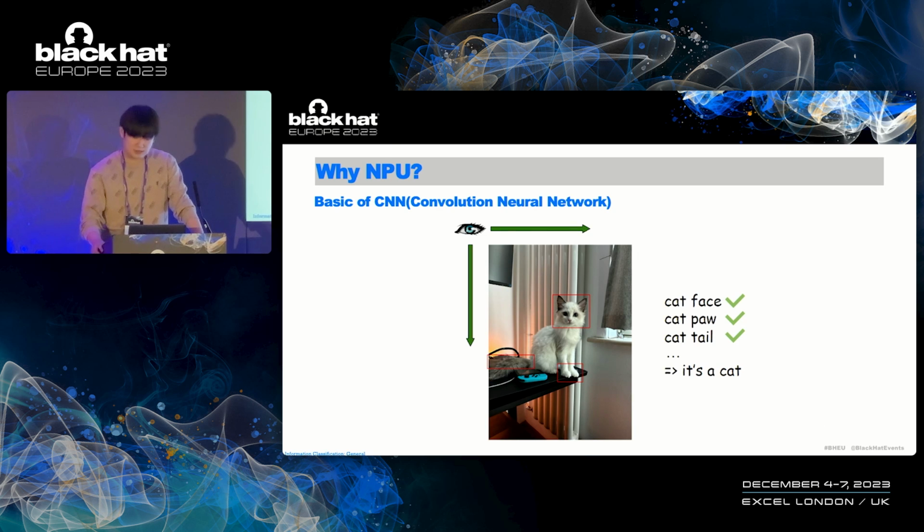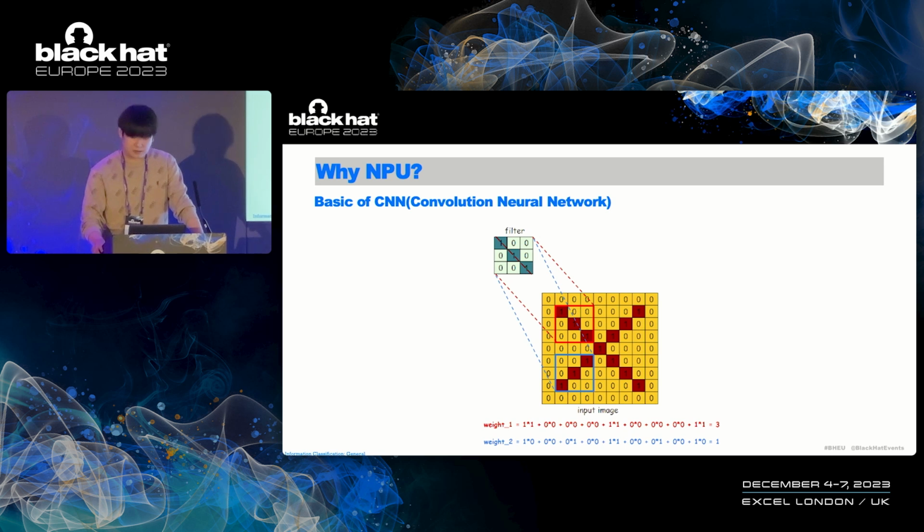To solve the problem, CNN emerged. First, let's think: when humans look at a cat picture, for example, our brain will recognize there's a cat's face, cat paw, and cat's tail. And our brain combines all these features, and we know it's a cat. CNN's idea is pretty similar.